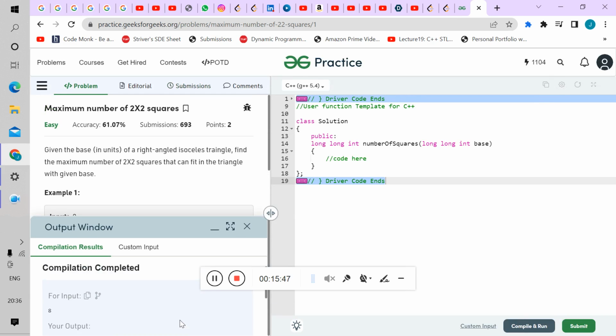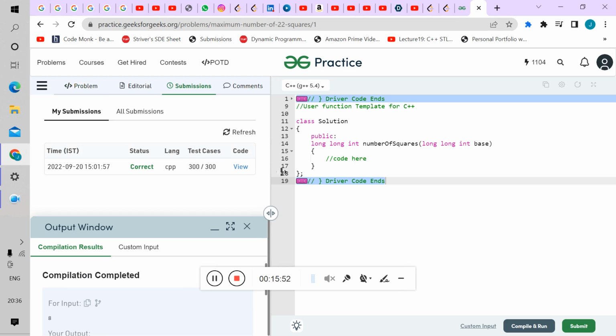Okay, so basically it is an accepted solution, as you can see. Okay, thank you.